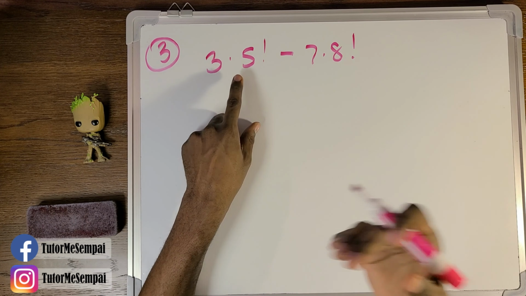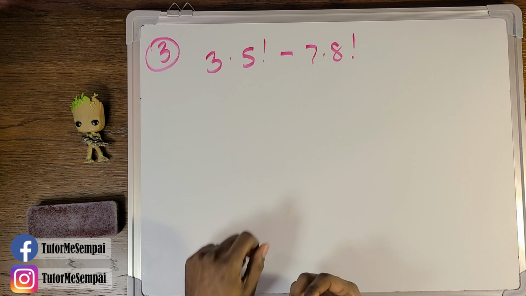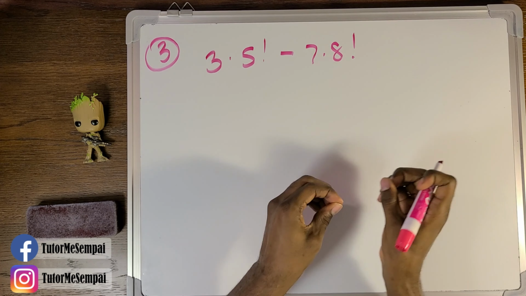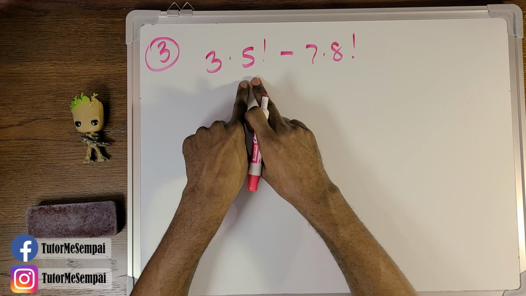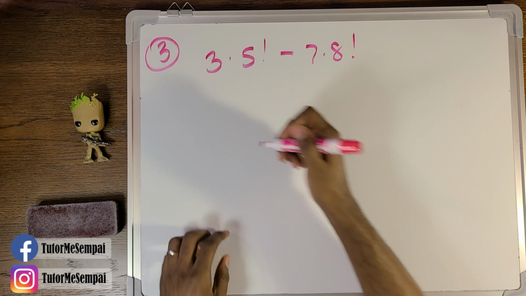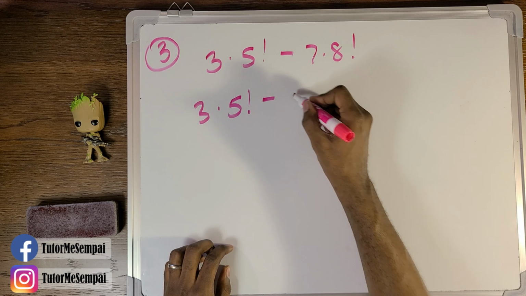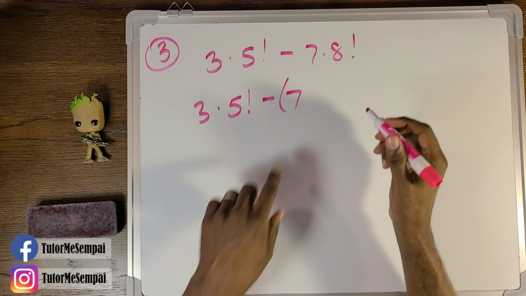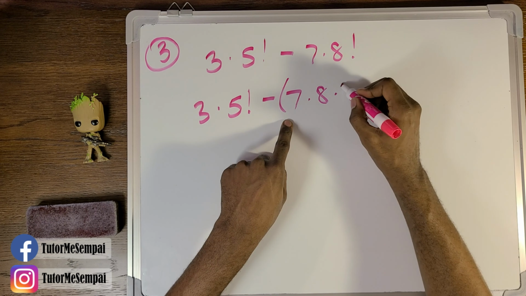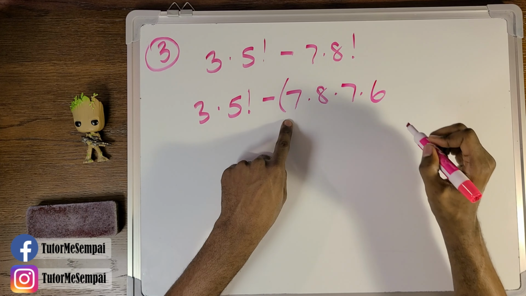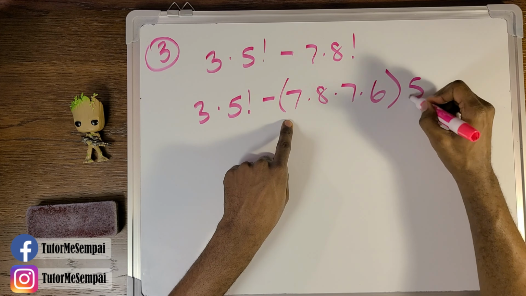First, we want to identify what is our smallest factorial, which we see is going to be this 5 factorial. So that's what we're going to focus on extracting. But first, let's rewrite this so it's more obvious that 5 factorial is in both numbers. So we're going to have 3 times 5 factorial minus 7. Let's put this in parentheses. 7 times this 8 times a 7 times a 6, all in parentheses, times 5 factorial.